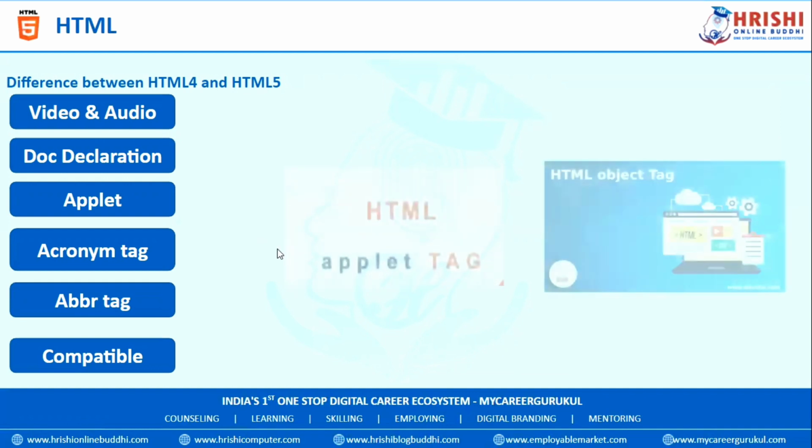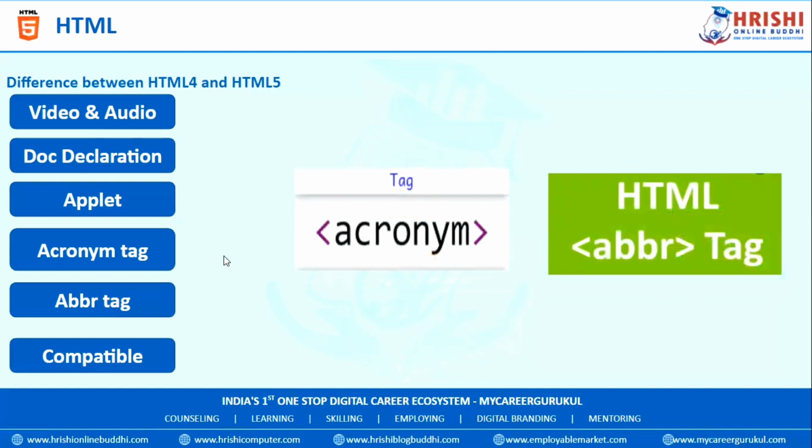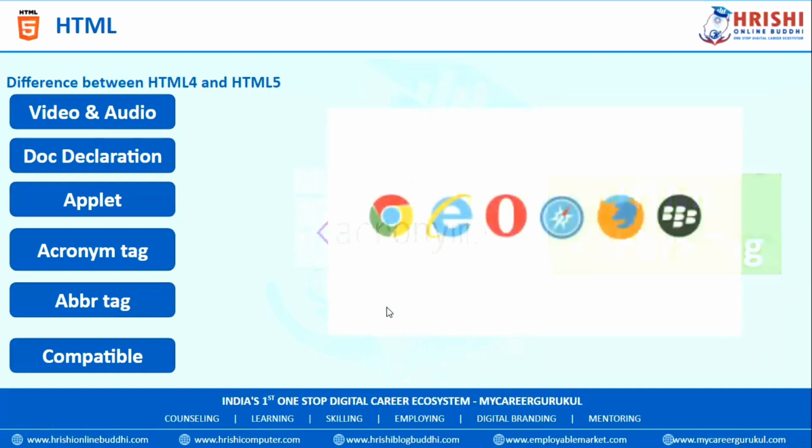The applet tag that was used to display applets in the browser was removed in HTML5 and was replaced with the object tag. Then acronym was a tag used in HTML4 and was replaced by the abbreviation tag in HTML5. HTML4 is compatible with all the browsers, whereas HTML5 supports all the latest browsers and it is widely used nowadays.